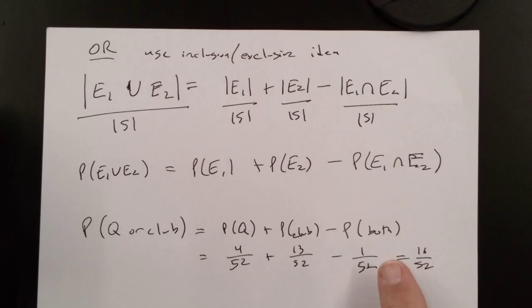It is possible that this part will be empty, like our sets are disjoint. If our sets E1 and E2 are disjoint, then the events are called mutually exclusive. They can't both happen together.